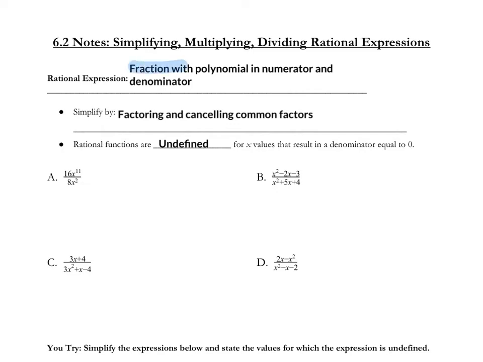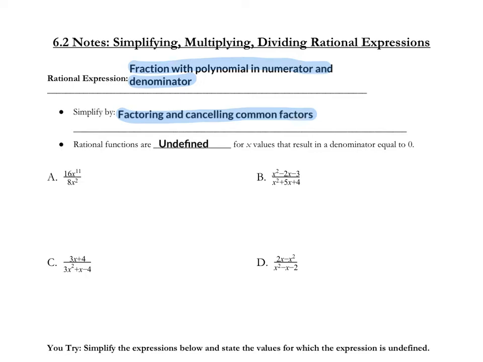So a rational expression is a fraction with a polynomial in the numerator and the denominator. We saw this with our inverse variation functions the other day when I had 1 over x or 10 over x. When I have an x in my denominator, some more complicated things start happening to my functions. The way we're going to simplify these functions is that we're going to factor and cancel common factors. I can only cancel factors. I can never cancel sums or differences.